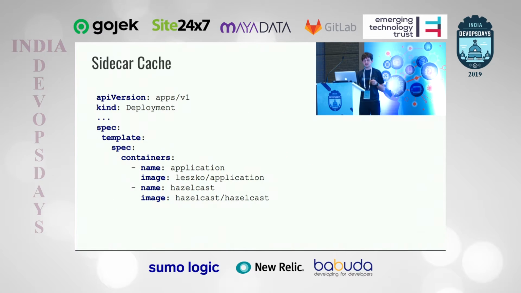If you're interested in how it's configured in Kubernetes, we have this deployment template, and it has two containers. So each pod created from this deployment will have two containers. The first one is our application, our business logic, and the second one will always be the same. It's just the cache server.